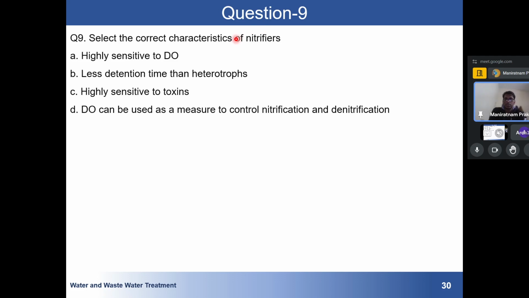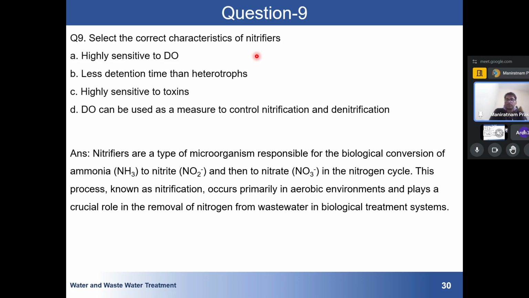So now this question occurs: select the correct characteristics of nitrifiers. Before answering this question, one should have an idea of what nitrifiers are. Nitrifiers are the type of microorganism responsible for the biological conversion of ammonia to nitrite and then nitrite to nitrate in the nitrogen cycle. This process, known as nitrification, occurs primarily in aerobic environments and plays a crucial role in removal of nitrogen from wastewater in biological treatment plants.